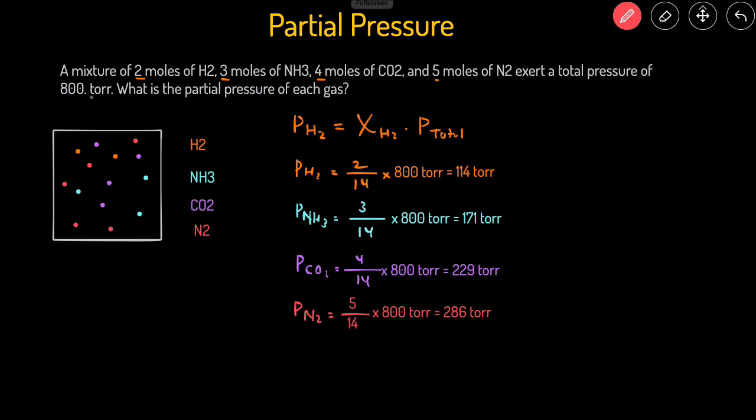So that's the second type of problem, where you're either given the grams or the moles of each of the gases and the total pressure, and you have to solve for the partial pressure.